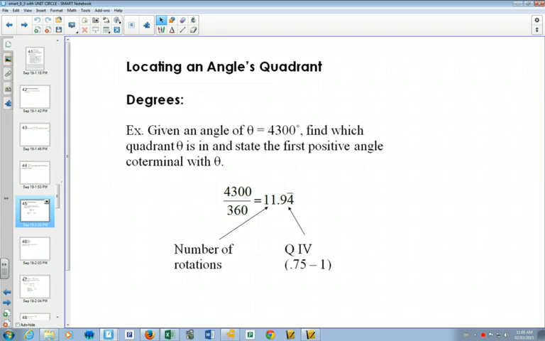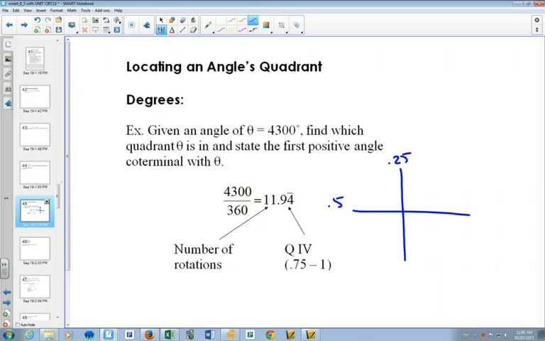So for 4,300 degrees, if you divided that by 360, because 360 is how many degrees are in a circle, this tells us that it's 11.94 rotations. If you think of the unit circle, or going around one whole time, does it make sense that this is a quarter of the way around, this is halfway around, this is 3/4 of the way around, and this would be all the way around? So if you divide 4,300 degrees by 360, it tells us there's 11 full rotations and then 0.94 after that. So that's telling us it's going to be in quadrant 4, that 0.94.